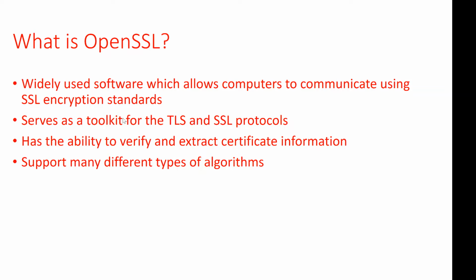What is OpenSSL? It's widely used software which allows computers to communicate using SSL encryption standards. OpenSSL is incorporated into software packages such as Apache. It serves as a toolkit for the TLS and SSL protocols. It secures communication against eavesdropping as well. OpenSSL has the ability to verify and extract certificate information, and it's also a great way to check expiration on a certificate. It also supports many different types of algorithms. Examples of this include AES, Diffie-Hellman, MD5, SHA1 and 2.